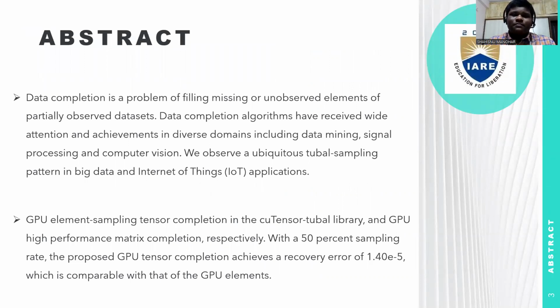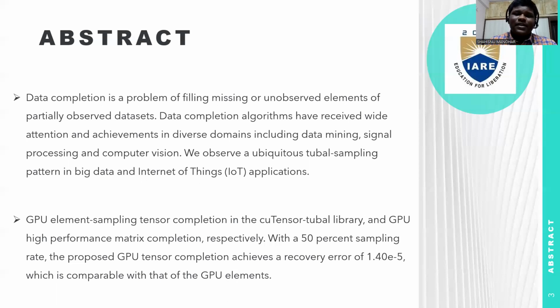Data completion is a problem of filling missing or unobserved elements of partially observed datasets. Data completion algorithms have received wide attention and achievements in diverse domains, including data mining, signal processing, and computer vision. We observed a ubiquitous tubal sampling pattern in big data and Internet of Things (IoT) applications.